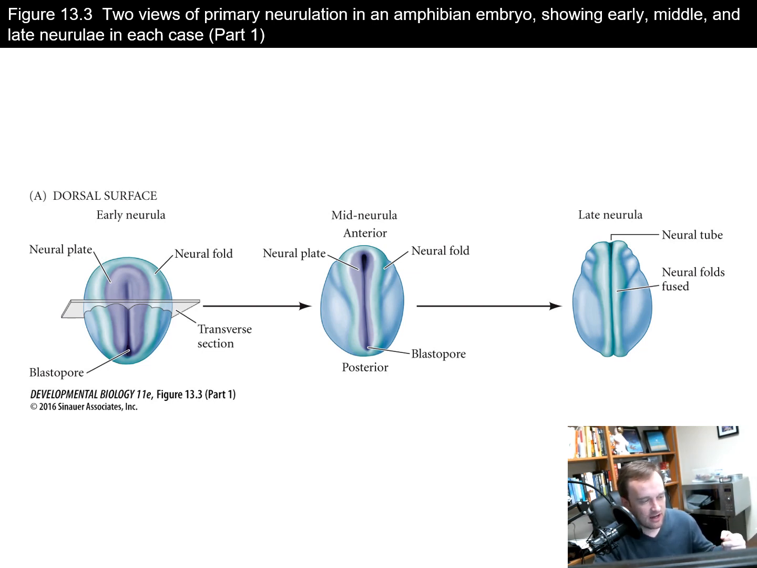So here we have the views of neurulation in an amphibian embryo, which shows the early stage here, where you can see there's still the blastopore and still remnants of the primitive groove. And then we have mid-neurulation. You can see it's starting to close, and we're developing this neural fold. And then the late neurula, where the neural folds are fused, and we have a tube in the middle.